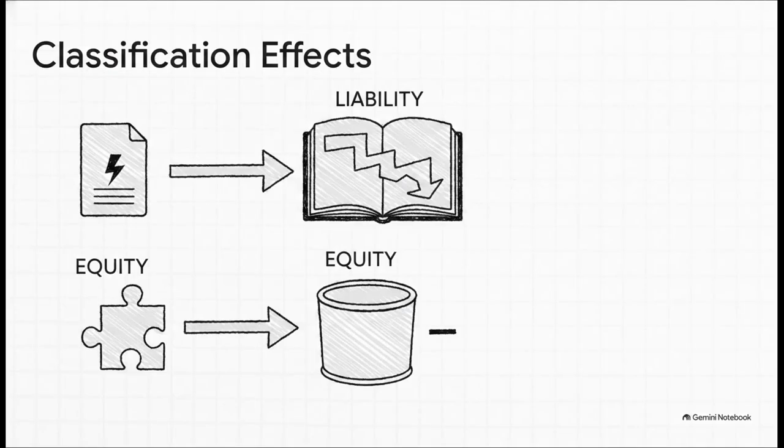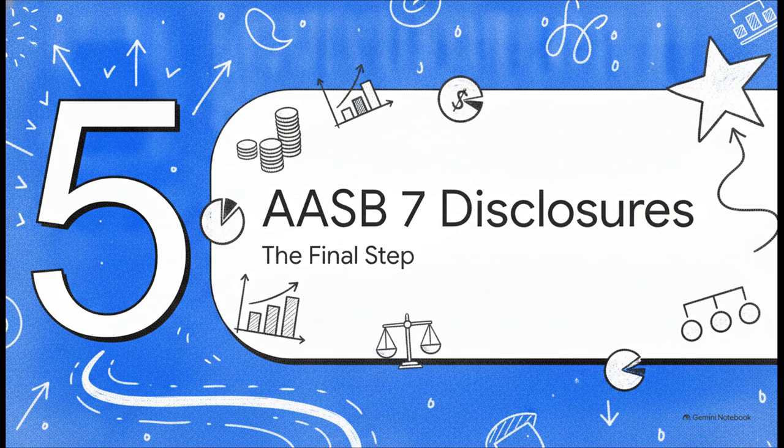And here is exactly why that split classification matters so heavily to the bottom line. The parts you classify as a financial liability, they generate interest or losses that punch right through the statement of profit or loss. But any incremental costs tied directly to issuing that equity component, those bypass the income statement entirely and are simply deducted straight from equity. It's a huge difference. We're almost at the finish line.